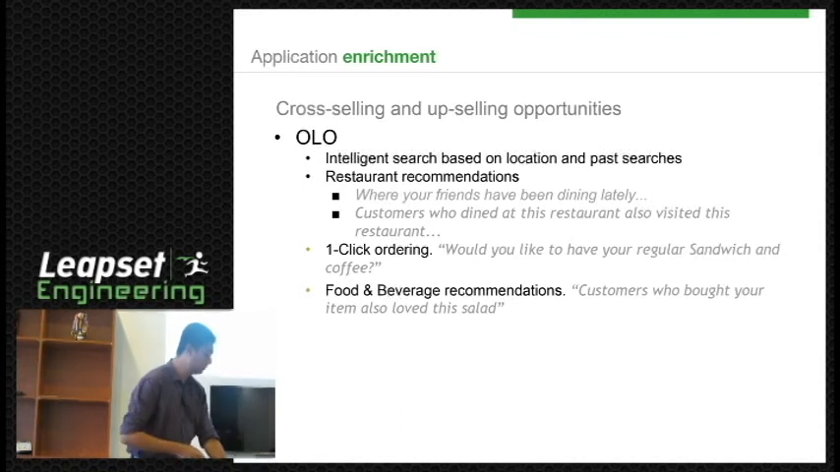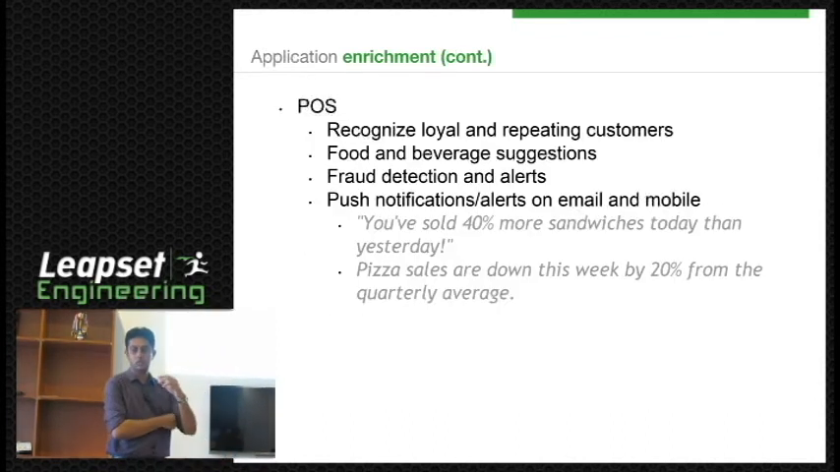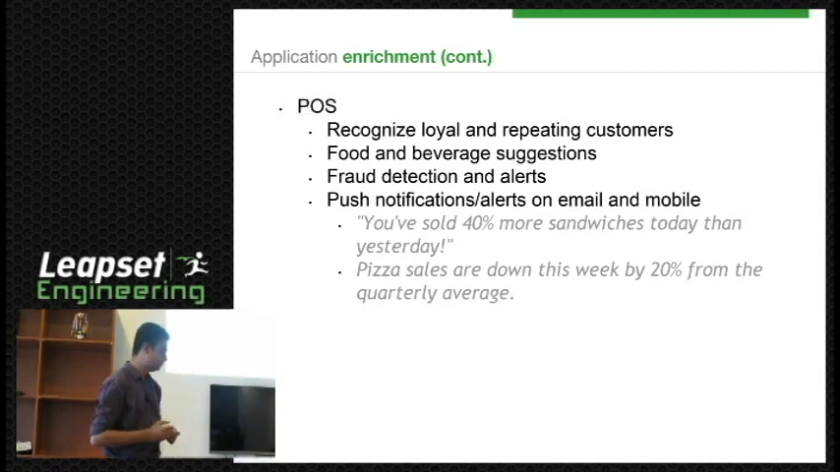Likewise, you can do food and beverage recommendations similarly. Inside the POS, with the right amount of data, you can identify the loyal customers. Then you can treat them better, right? Again, you can do food and beverage suggestions if you can identify the person. So as soon as you swipe the card, you know the person, right?